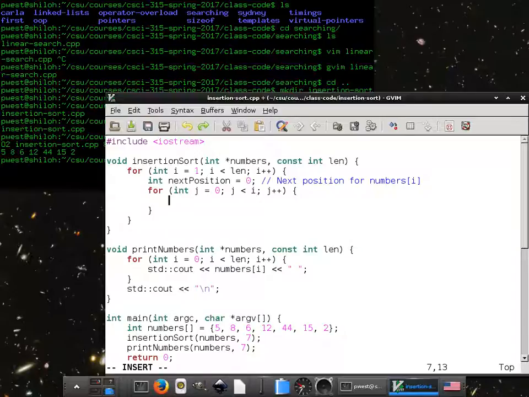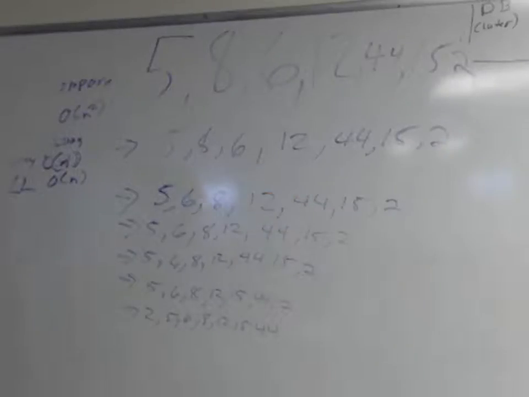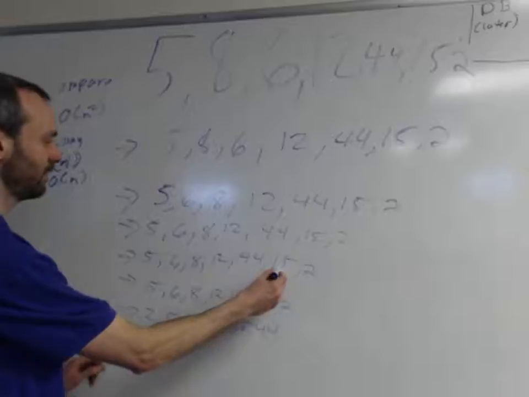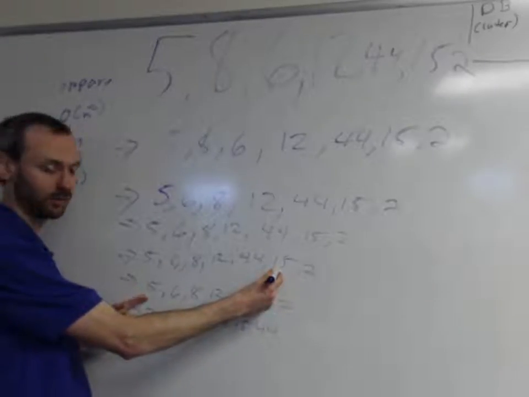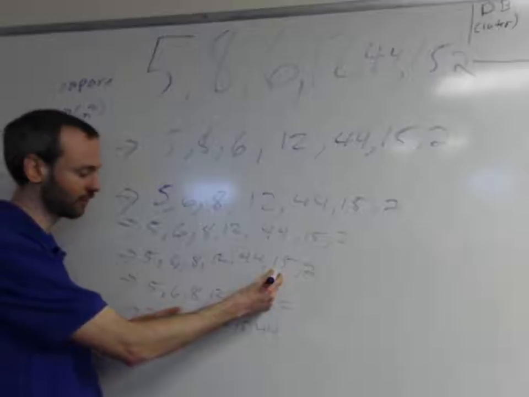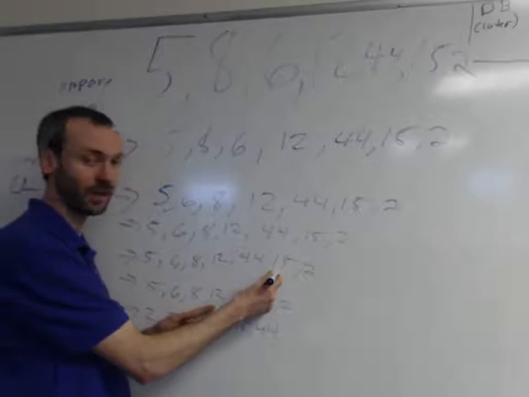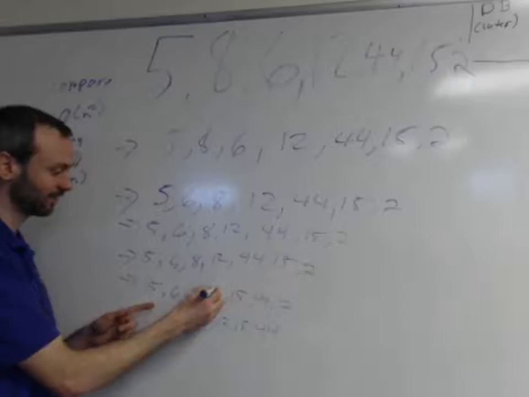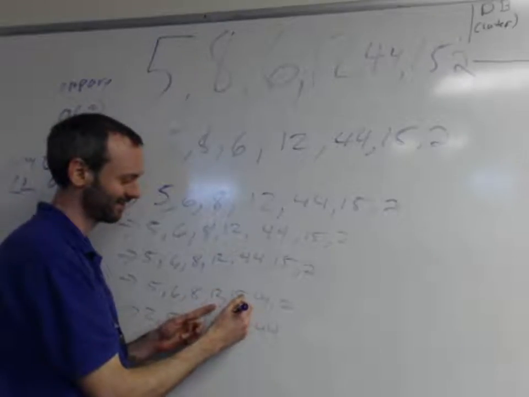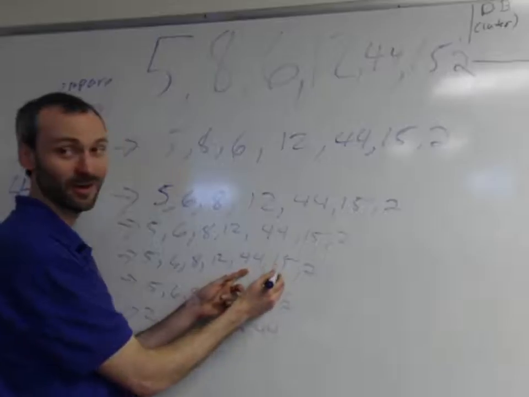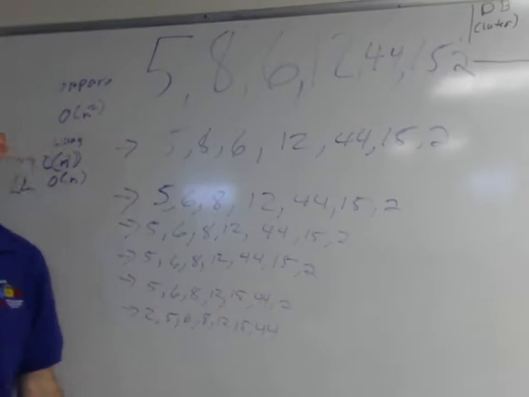So, why did you do 0? Well, it's got to start at 0. We're at 15. We're trying to figure out where 15 goes. Does it go before the 5? No. Does it go before the 6? Does it go before the 7? There's no 7. Oh, the 8? Does it go before the 12? No. Does it go before the 44? Yes. So that's where we stop.